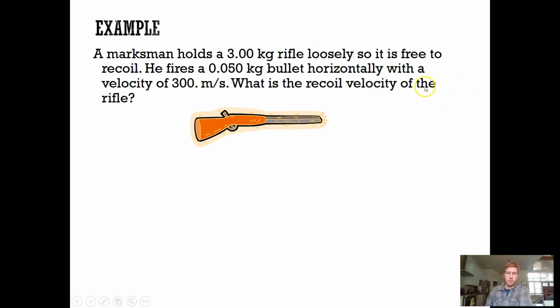So we're going to try to solve this problem. We're going to assume it's hanging loosely, it's free of external forces, so we have an isolated system. All right, so here's our bullet. It's going to shoot forward with some momentum. The gun's going to move backwards with some recoil momentum as well, and we want to try to solve.